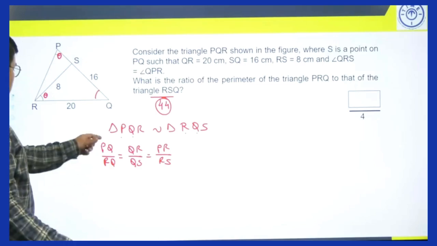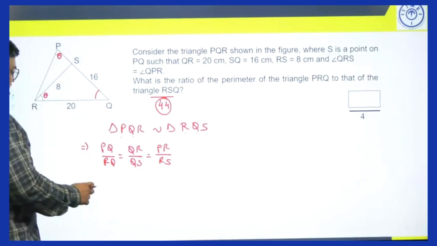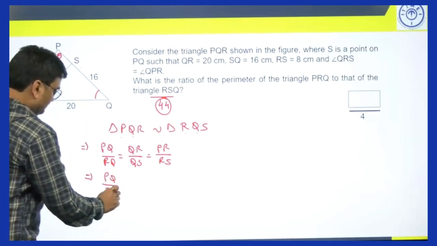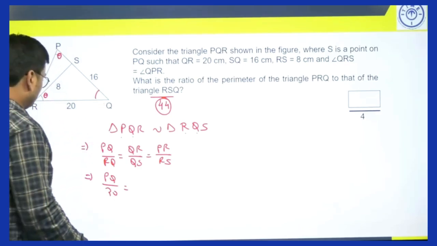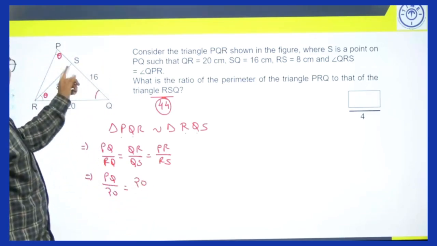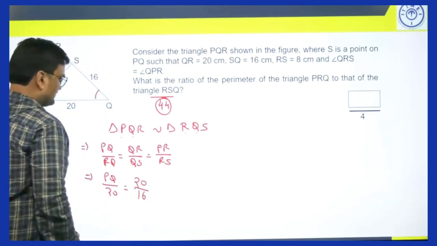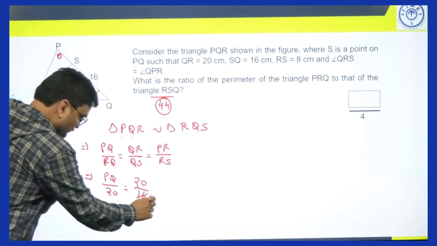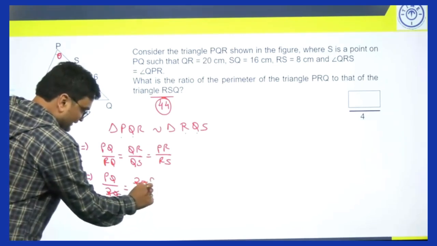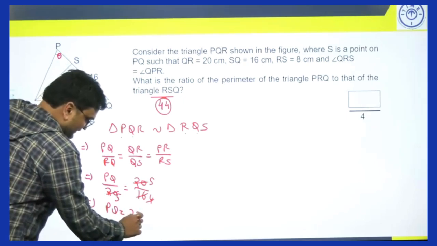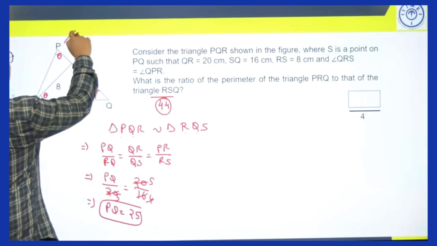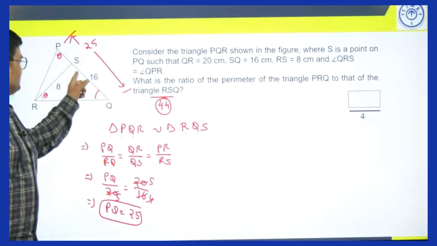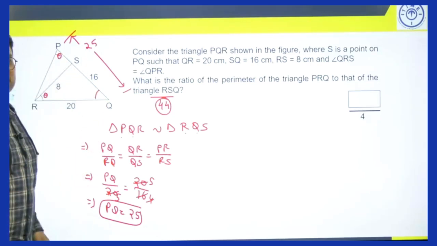Let's try to find it out. What is PQ? Let's put in the values. PQ we don't know. RQ is how much? RQ is 20. QR is 20. What is QS? QS is 16. So when you solve this, you will get the value of PQ. 4 goes 4 times, 4 goes 5 times. PQ will be equal to 5 into 5, 25. So this entire length is now known. It's 25. So we can also calculate PS if need be, because this length SQ is 16, so this will be the remaining: 25 minus 16 is 9.